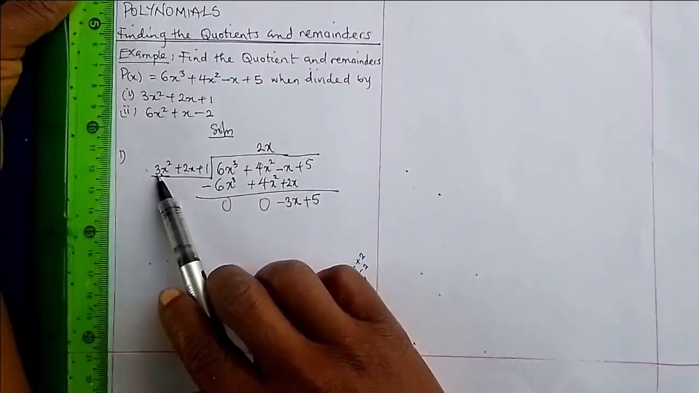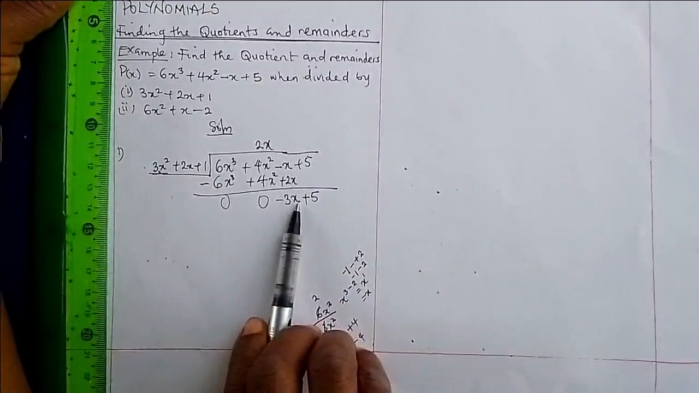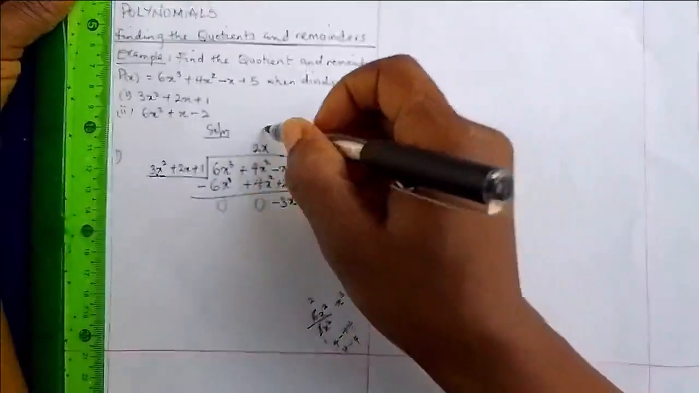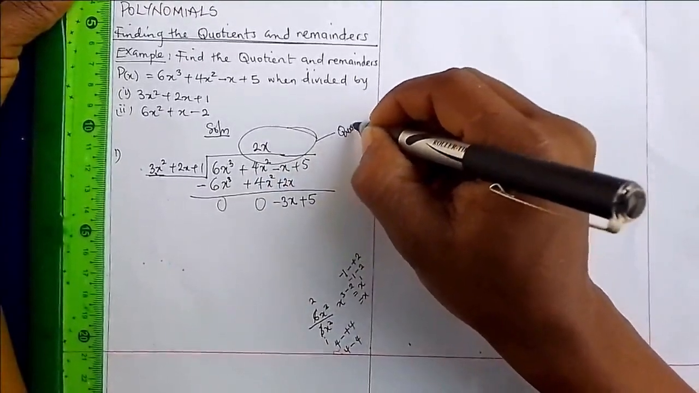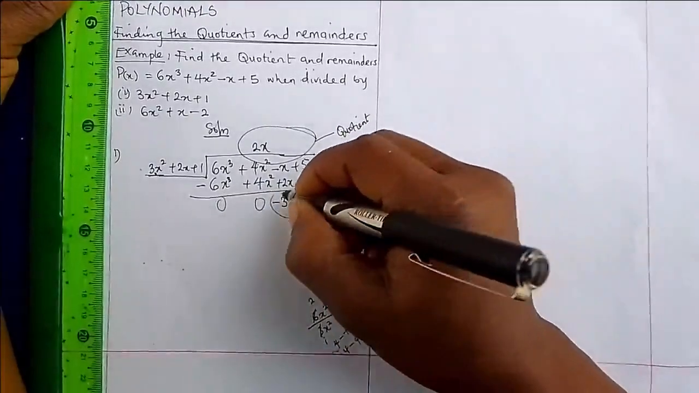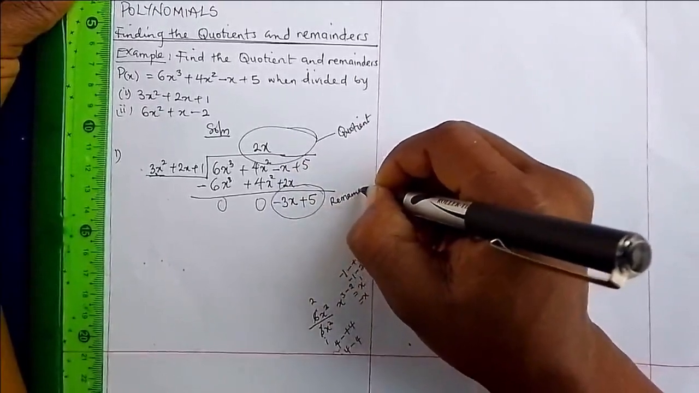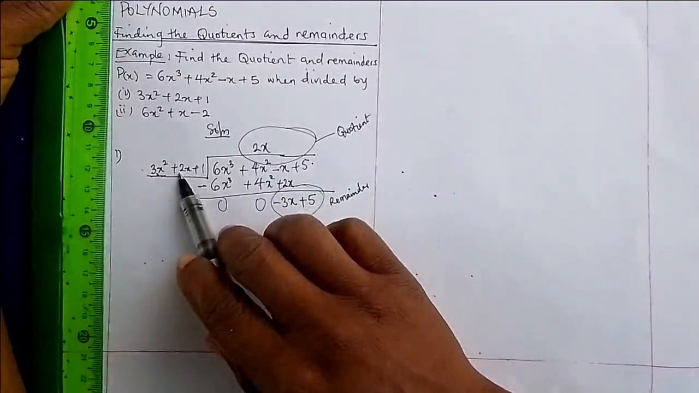We are supposed to use this number to divide further, but if you look at what we have gotten, there's no x squared there. So the answer on top here is called the quotient. Then the answer down here, since you can't divide further, is called the remainder. This is the dividend, this is the divisor.